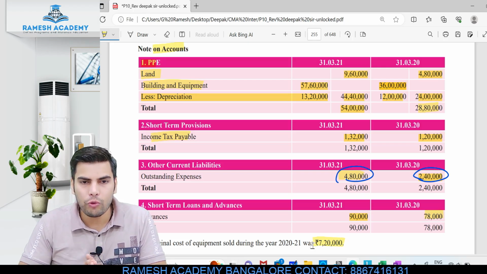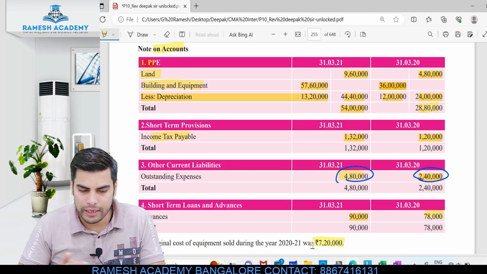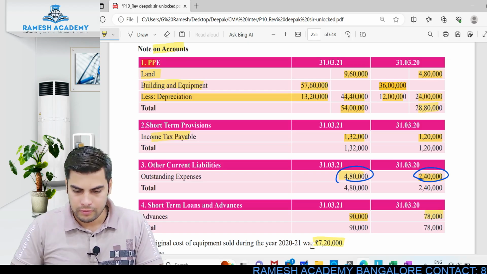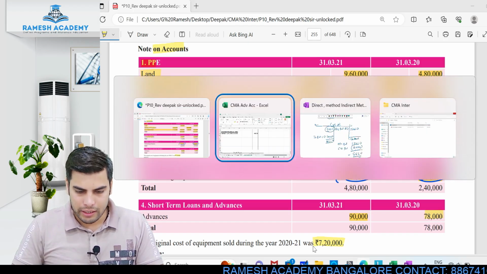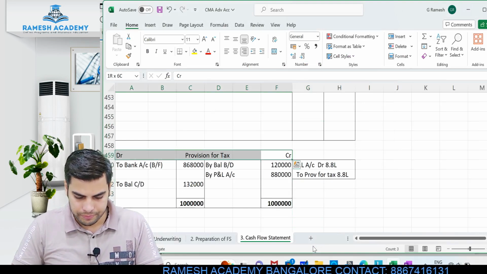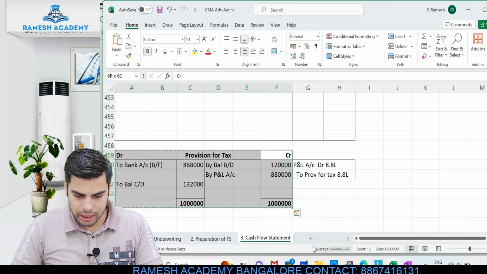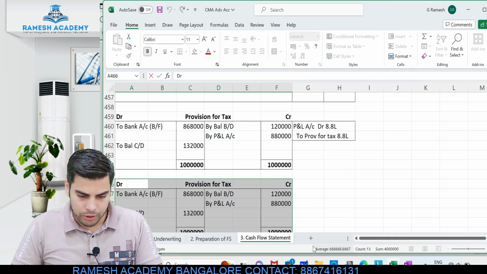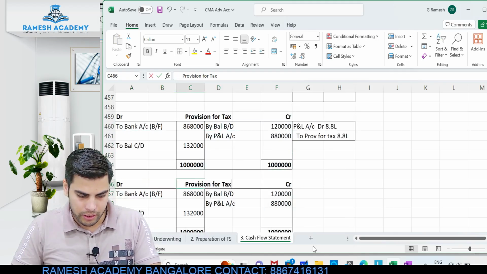Now, if you want to find out the value of the building and equipment which you purchased during the year, how will you calculate it? In case you are getting confused, just prepare the ledger. This approach is simple. Just prepare the building and equipment ledger, and you will get to know the value of the building which you purchased. I'll write it over here, building and equipment.